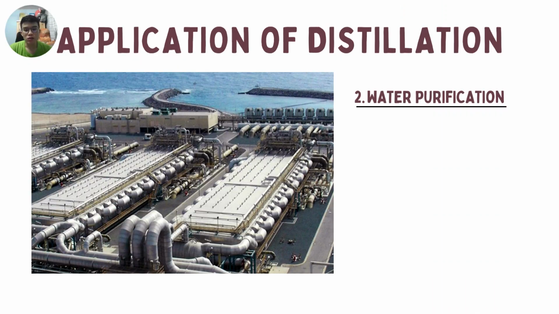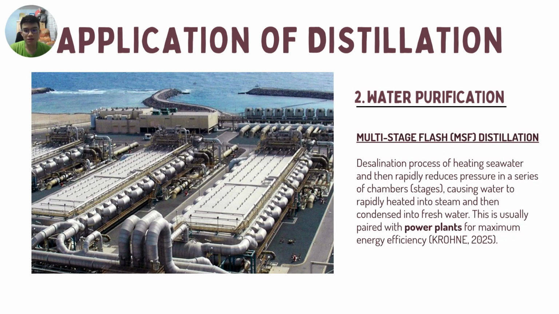Now moving on to the application of water purification using distillation. Multi-stage flash, MSF, is one of the most useful applications of water purification at large scale. It involves the heating of seawater. Usually, heat from a nearby power plant is used to save energy. Then the seawater will be instantly boiled, or in other words, flashed into steam due to the sudden decrease in pressure. Then this pure steam is cooled down to turn back into fresh water. The picture on the left shows the largest MSF desalination plant located in Saudi Arabia.